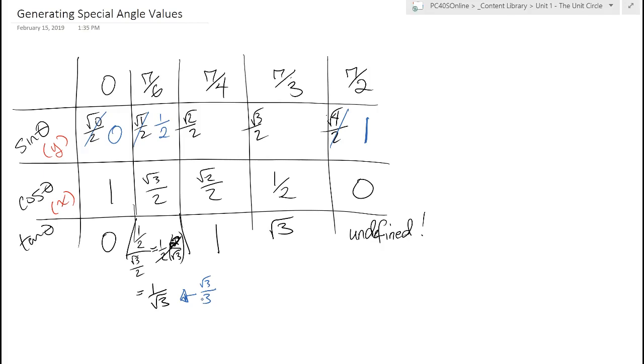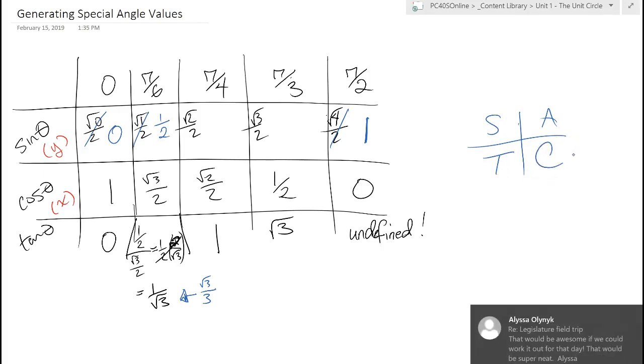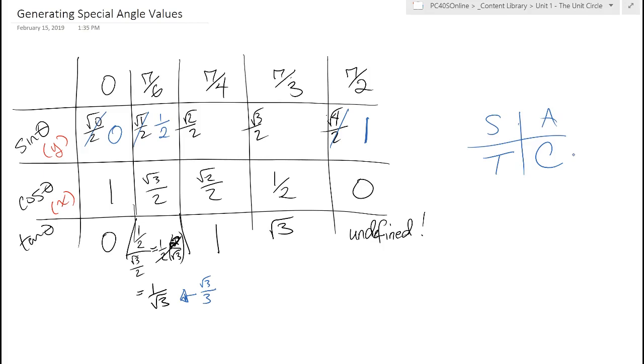And once you have your first quadrant, it just comes down to whether things are positive or negative using our All Students Take Calculus acronym. So I hope that helps. If it does, great. If it doesn't, that's totally fine too. I won't be offended as long as you figure out something that works for you.